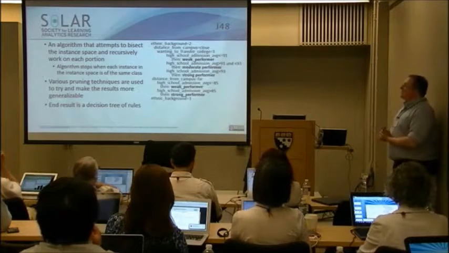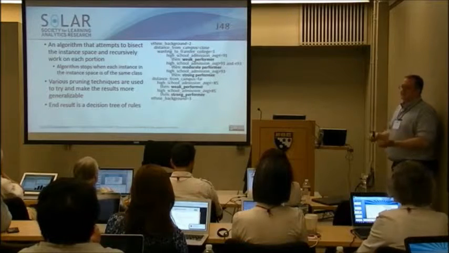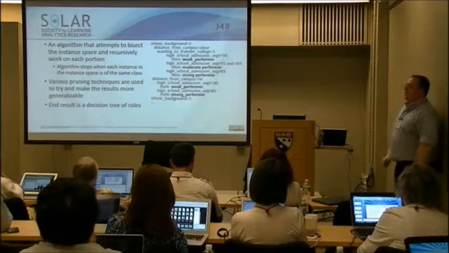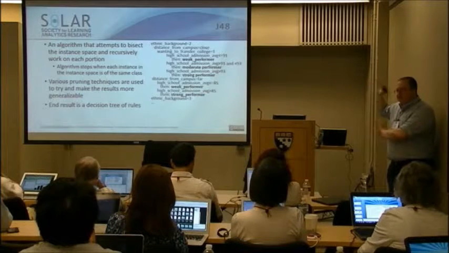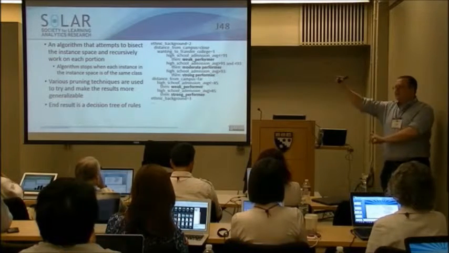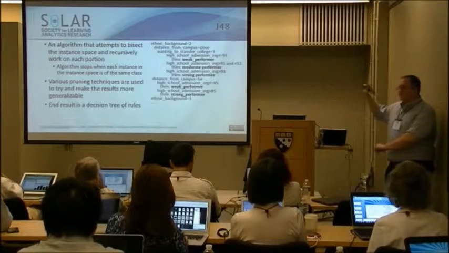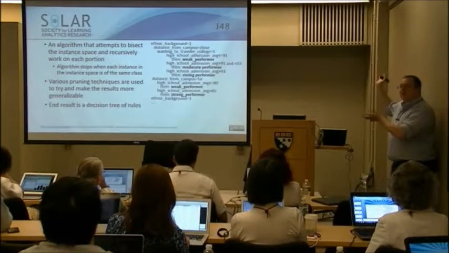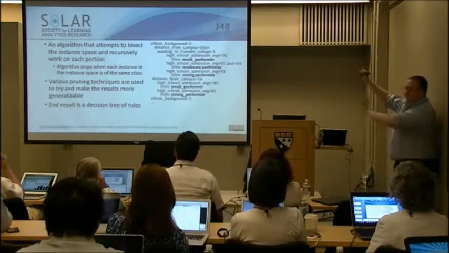So the algorithm attempts to bisect the instance space. You have a whole bunch of students and all of the things about the students. You have 5 different classes that you know exist. Somebody has said, yes, this student is in this class, this student is in this class, this student is in this class, and these classes are some kind of string label. So that's your training data.